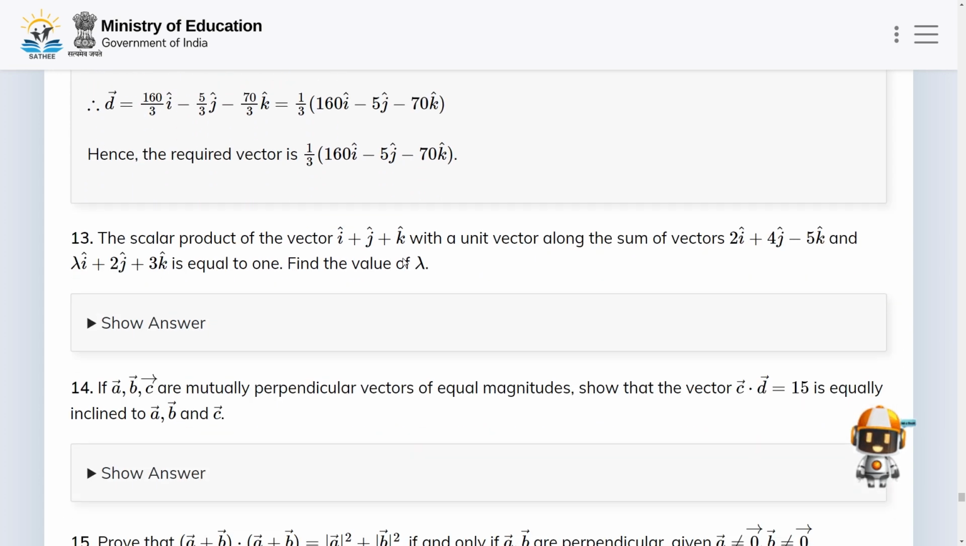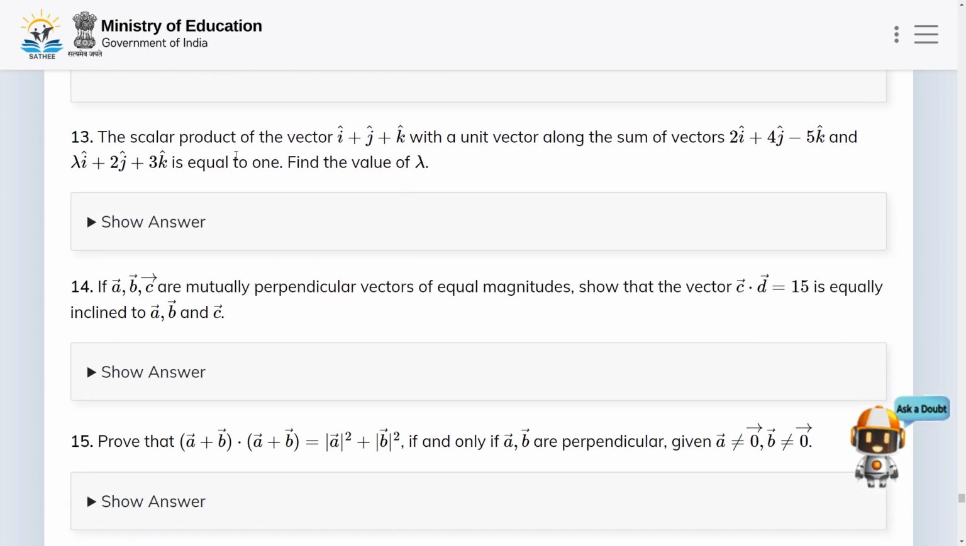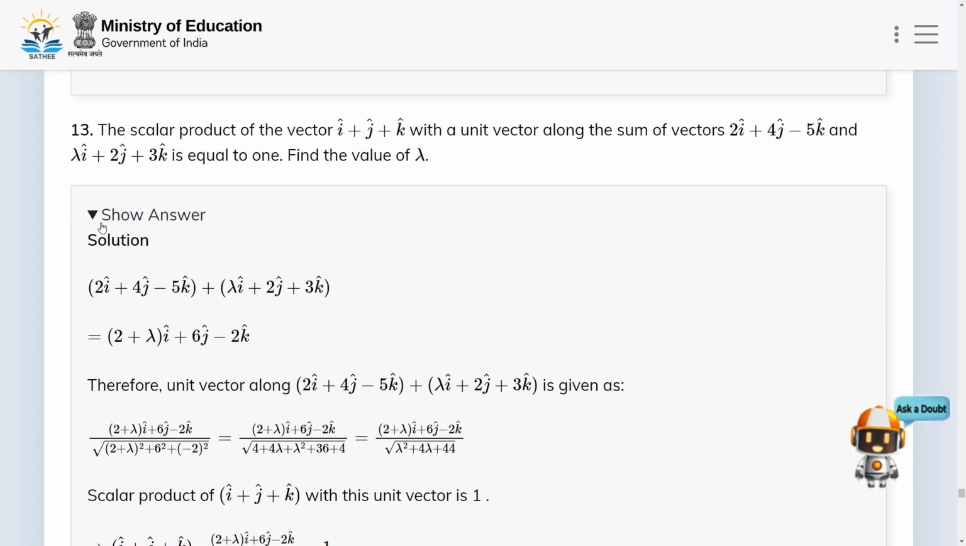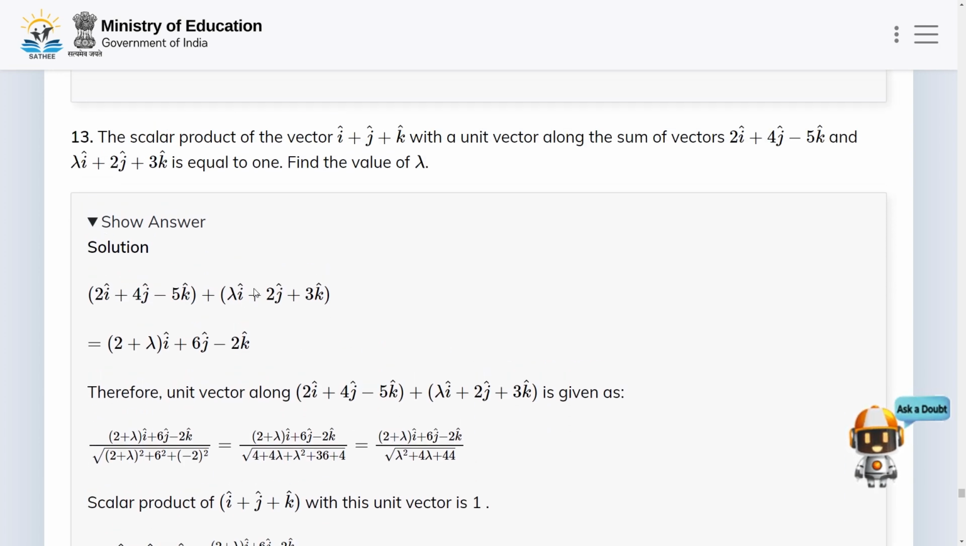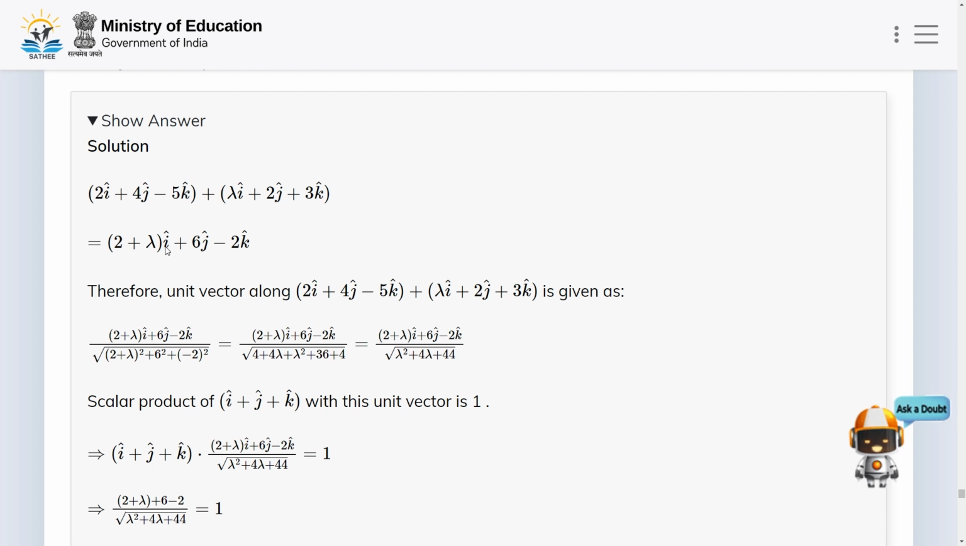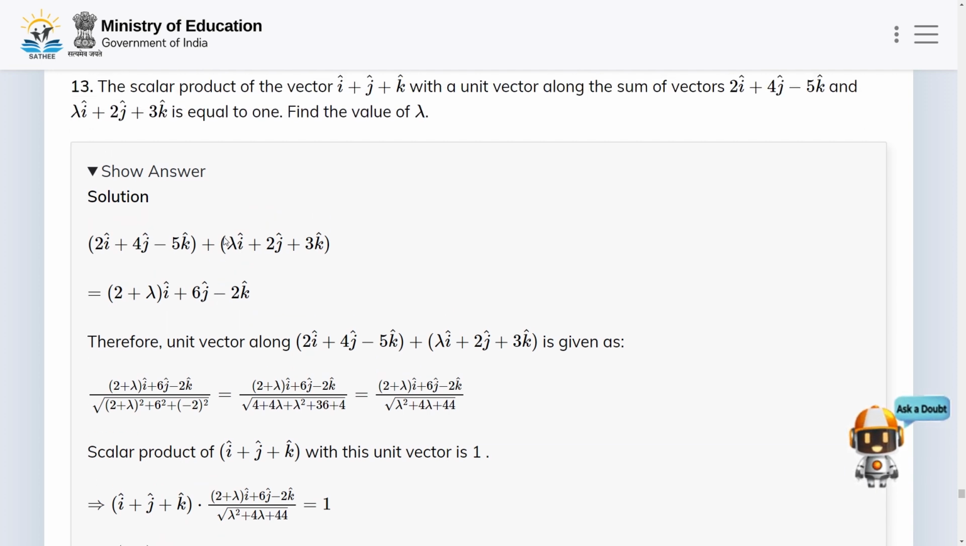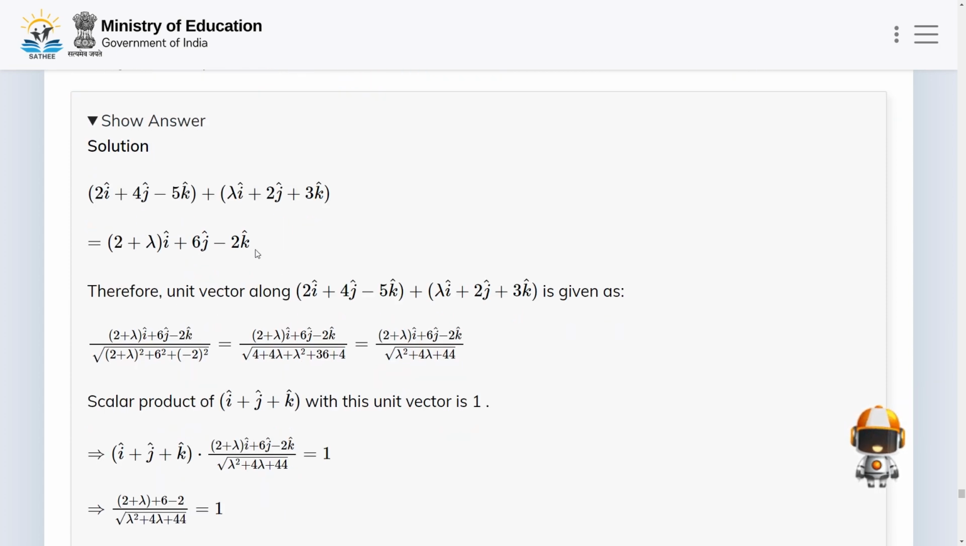Okay. Now 13th problem. The scalar product of vector i plus j plus k with a unit vector along the sum of vectors 2i hat plus 4j hat minus 5k hat and lambda i hat plus 2j hat plus 3k hat is equal to 1. Find the value of lambda. So your sum of these two given vectors will be what? 2 plus lambda i hat plus 6j hat minus 2k hat. Clear?